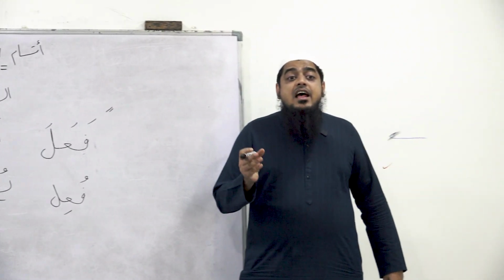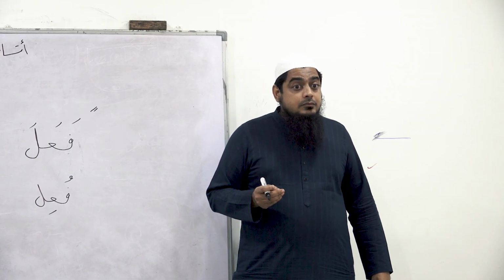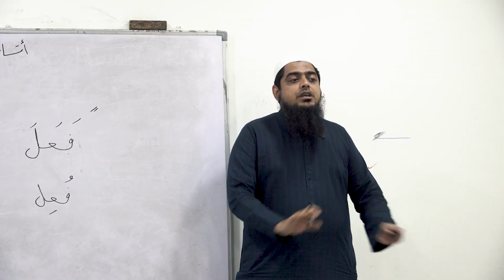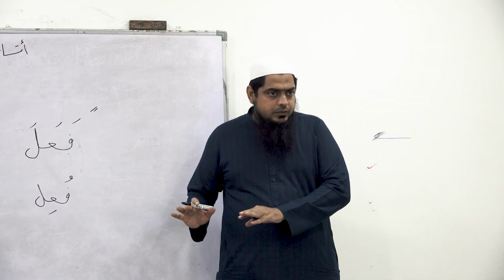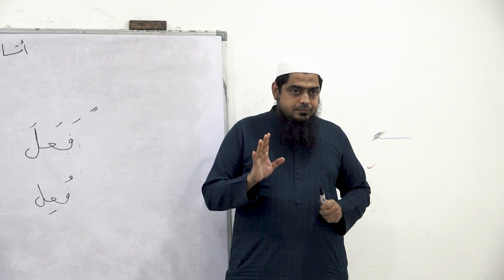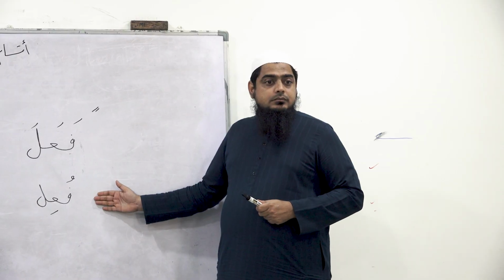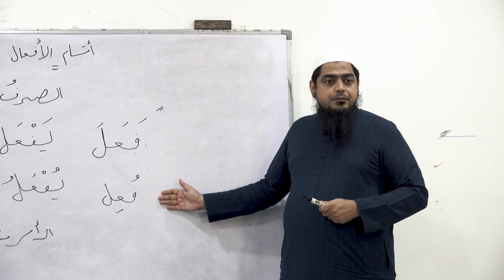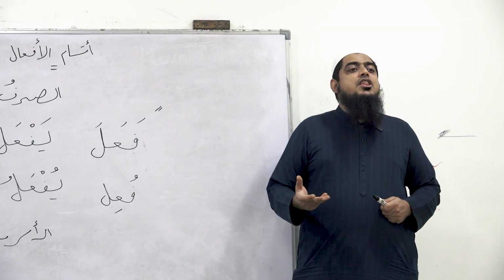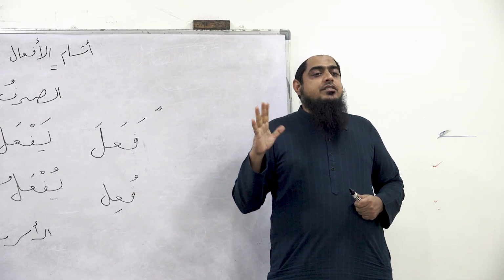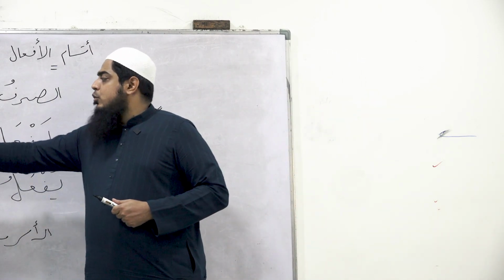If fi'l is lazim, what's the meaning of fi'l lazim? A fi'l which has no maf'ulun bihi. It's called al-fi'lu al-lazim. Al-fi'lu muta'addi is something which has maf'ulun bihi. If the fi'l is lazim, it has no maf'ulun bihi, then this part won't come. You write this and you write this. That's it. Like for example, dhahaba. Dhahaba has no maf'ulun bihi. This is fi'l lazim. Then you say, dhahaba yadhabu dhahaban fahuwa dhahibun.